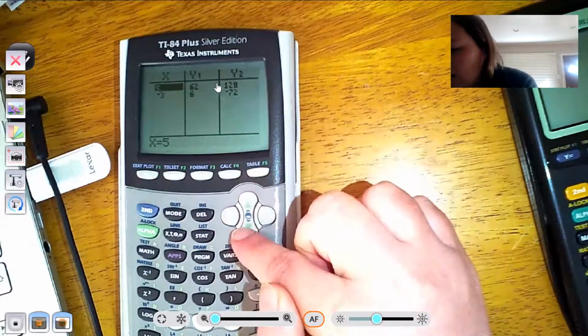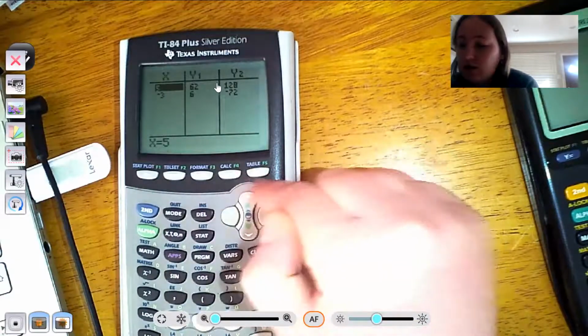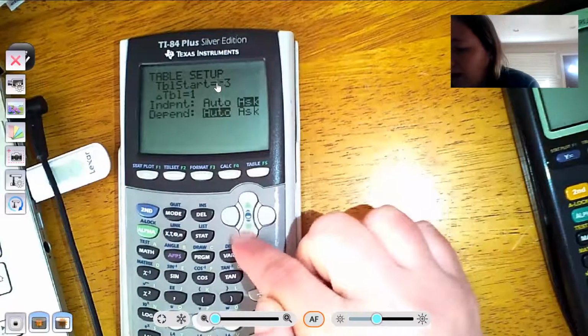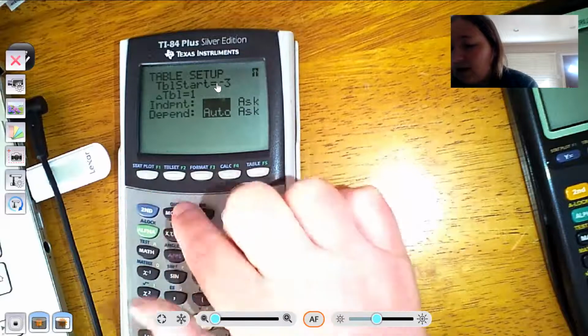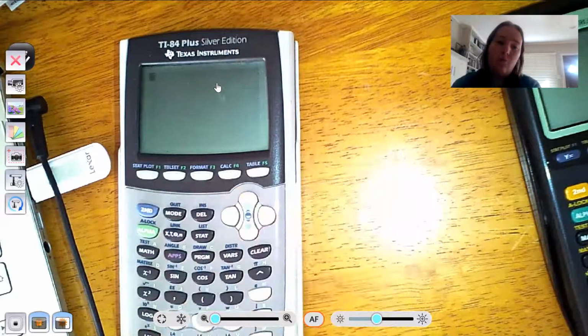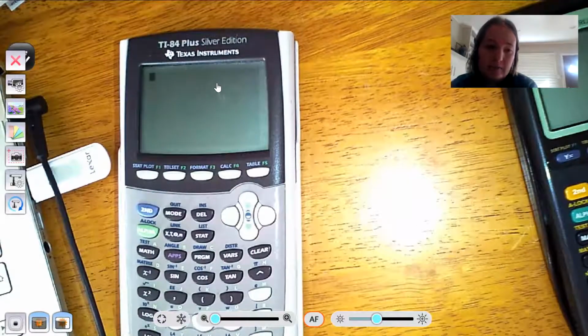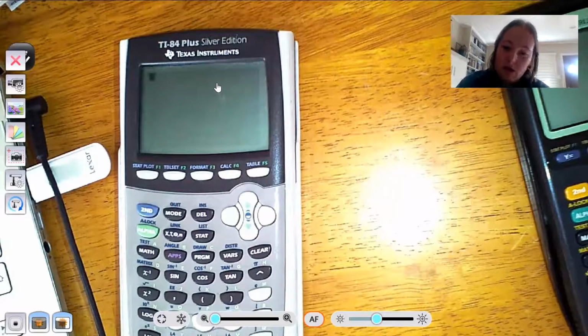The table, just again, because it's still in ask format, you might want to go back to auto because that'll be the standard situation. Hit enter, second mode to quit, and we'll still have that selected. So those are the main things I wanted to show you.